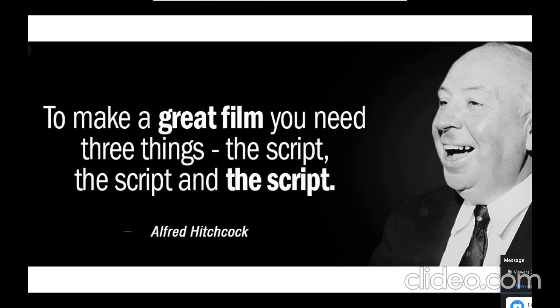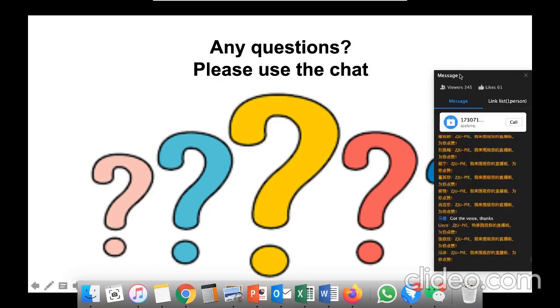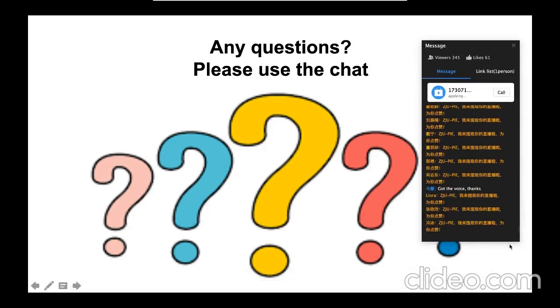If you're gonna produce a film, Alfred Hitchcock once famously said, you need to have three things: the script, the script, and the script. Replace the word film in this quote from Alfred Hitchcock with write an academic paper. What you need is structure, and structure.